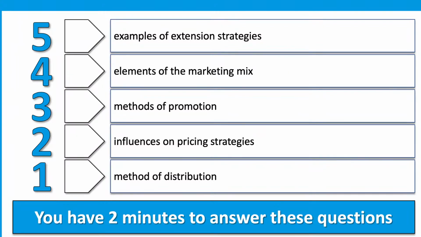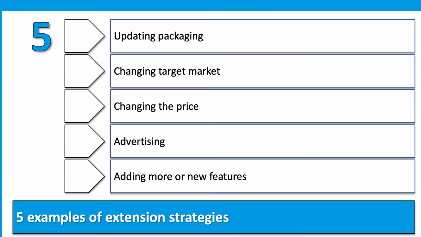Okay, what we're going to do now is take you through the answers. We'll begin with 5 examples of extension strategies. So, first and foremost, a business could, if they wanted to, extend the life of their product, update the packaging. That might attract new customers who may have switched their taste and preference to something else. They could change the target market, so that might involve targeting a different demographic or a different income group. They could lower the price. That might influence and target more price-sensitive customers. Good use of persuasive advertising might encourage customers to buy, or they could add more or new existing features.